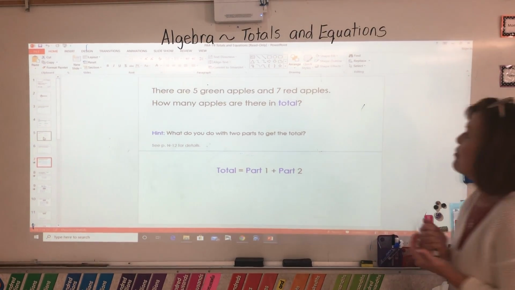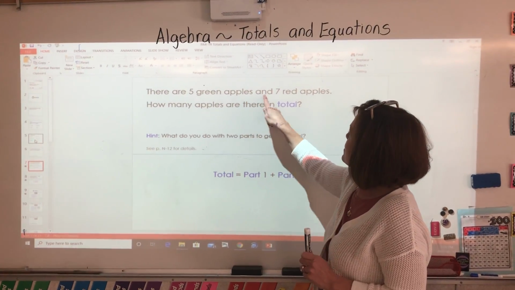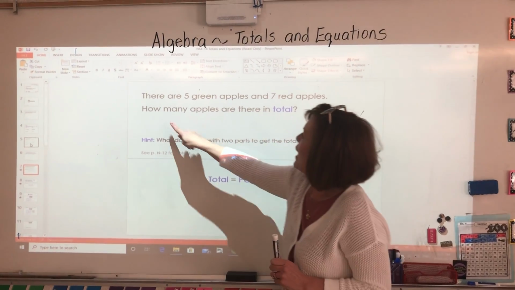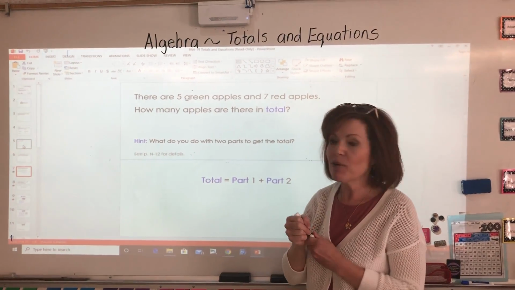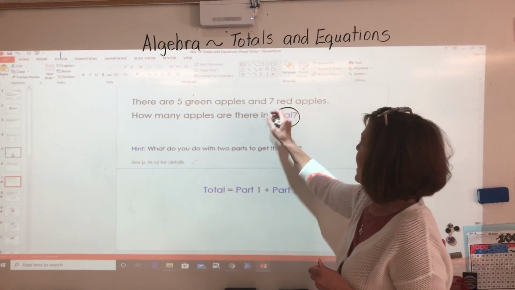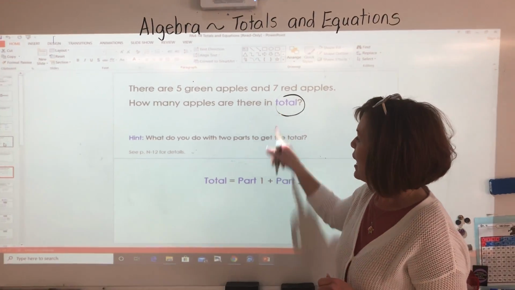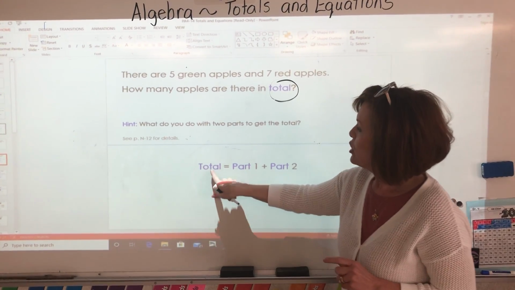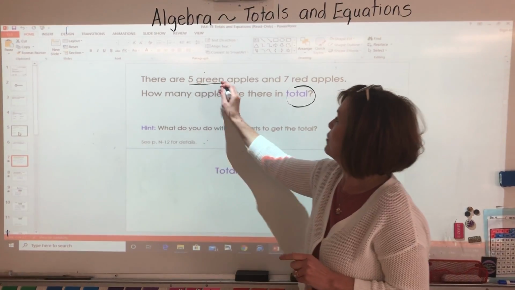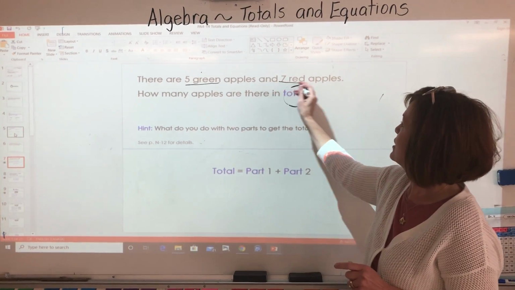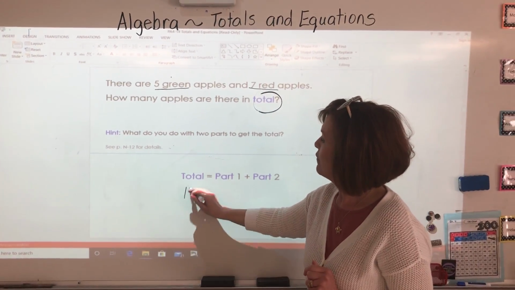All right, now we're going to look at some equations. There are 5 green apples and 7 red apples. How many apples are there in total? And you know that key word total means to add everything together. Another word we often use is all together. And so when we look at that, total is like adding part 1, which is 5 green, and part 2, which is 7 red. And you know that 5 plus 7 equals 12 total.